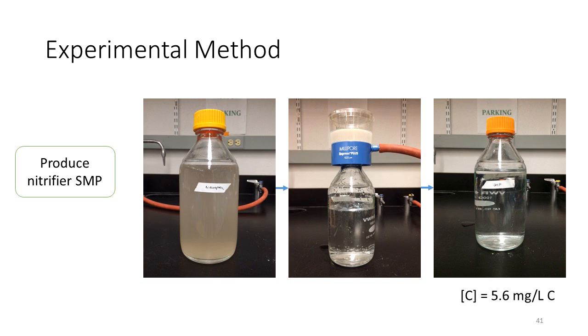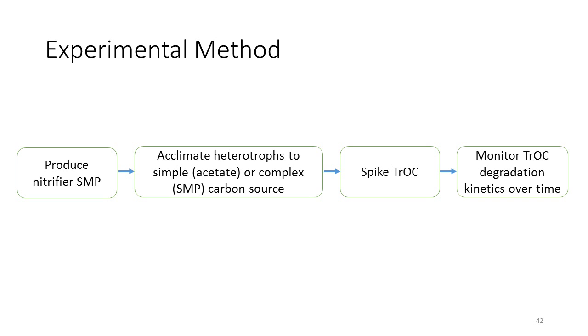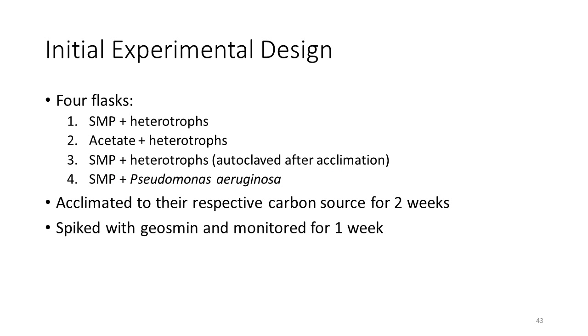So now that I had my carbon source, I acclimated heterotrophs, which I got from the backwash of a biofilter, to a simple carbon, acetate, and a complex carbon, the SMPs. And then once they were acclimated, I spiked them with trace organic contaminants, and I monitored the degradation of the trace organic contaminants over time. So my initial design was to have 4 flasks with the simple and the complex carbon, and then I had a control which was heterotrophs that were autoclaved, so there was a killed control.